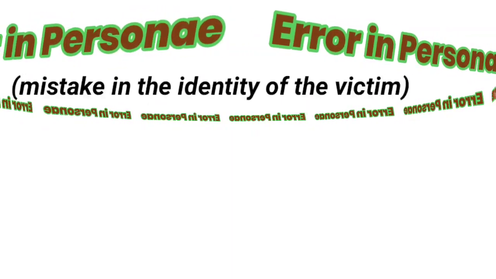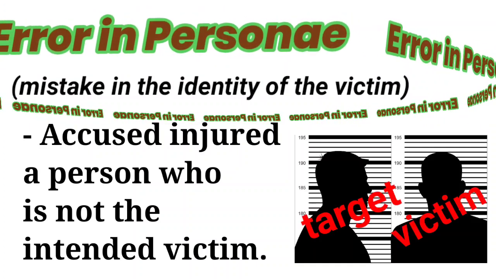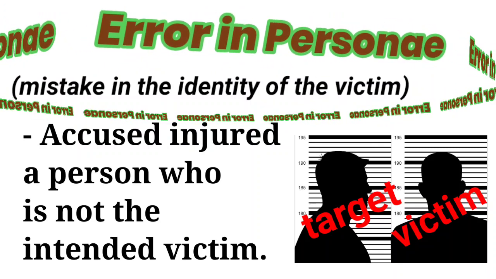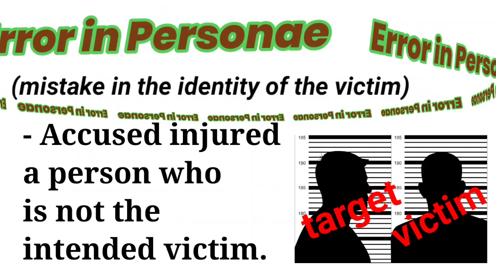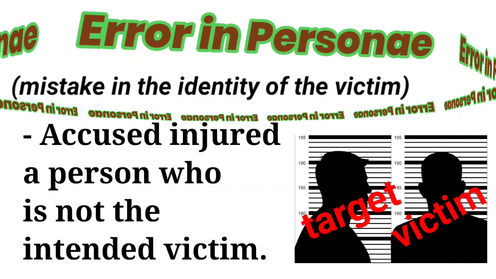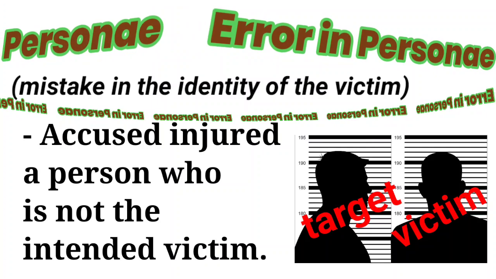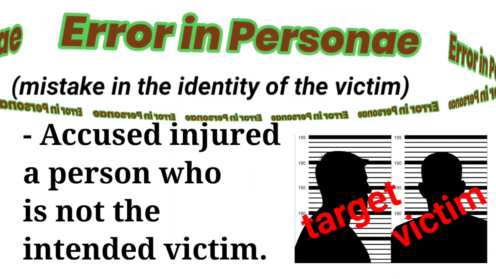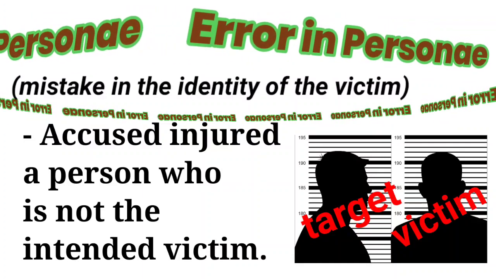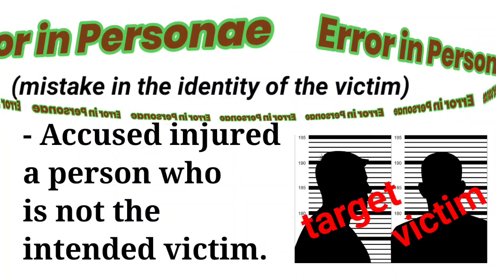Error in personae happens if the accused injured a person who is not the intended victim. For example, A planned to kill B. One night, A waited for B in a dark portion of an alley where B usually passes by at night when going home late from work. When A noticed the person approaching and thinking that it was B, A stabbed the person several times, but was surprised later to find out that the person he killed is not B, but it was C instead. In this instance, A may still be criminally liable for the death of C. We call this situation error in personae.